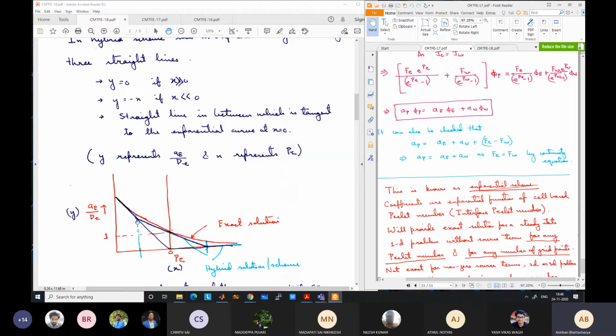One is this line up to this point. This is extended, but we will just consider up to this point. Second is this tangential line up to this point, and from this point onward, the third line. So we have to locate these 2 points and find the slope of this line. Once we can do that, already we know the two other lines.